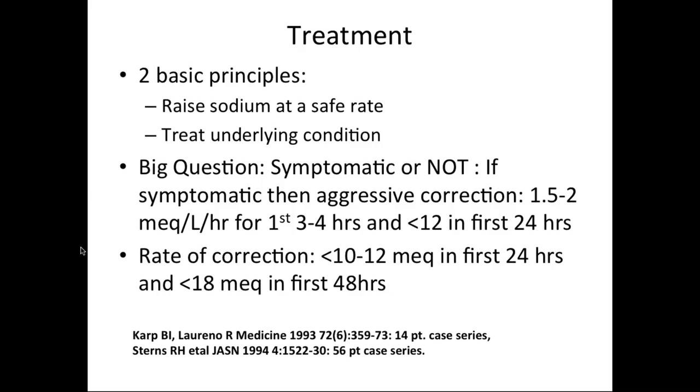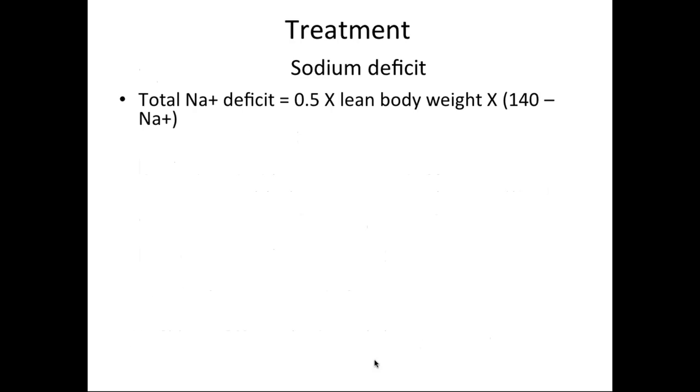And this data on why we should correct by less than 10 or less than 12 in the first 24 hours is based on case series that were done in the 1990s. What they found was that those who had osmotic demyelination were almost always cases in which there was a more rapid correction than this.